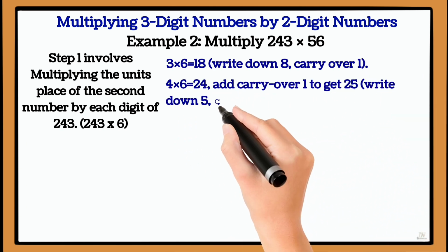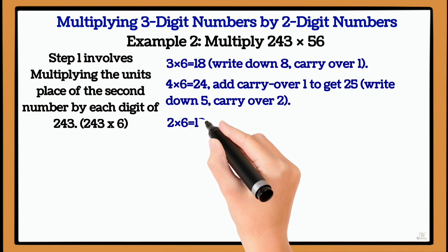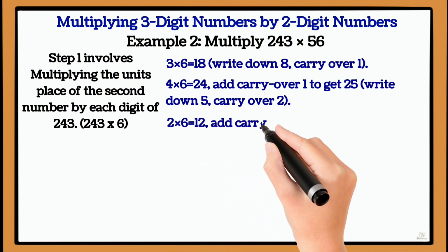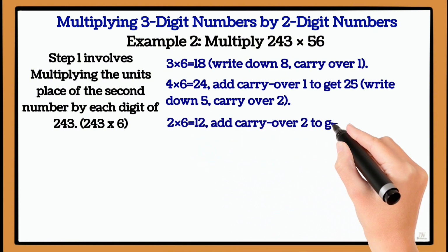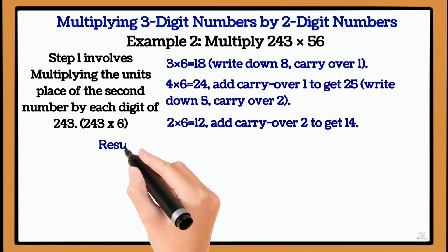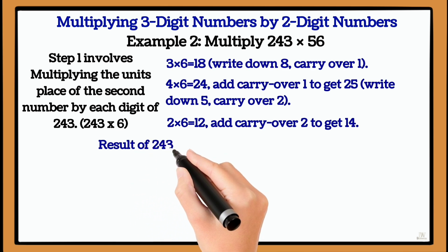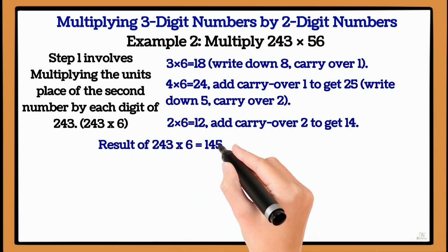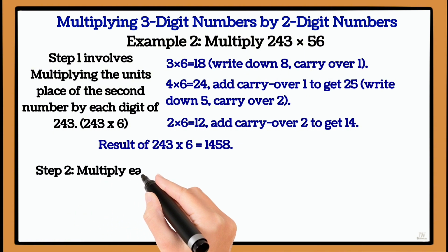4 times 6 is equal to 24, add carry over 1 to get 25, write down 5, carry over 2. 2 times 6 is equal to 12, add carry over 2 to get 14. Result of 243 times 6 is equal to 1,458.